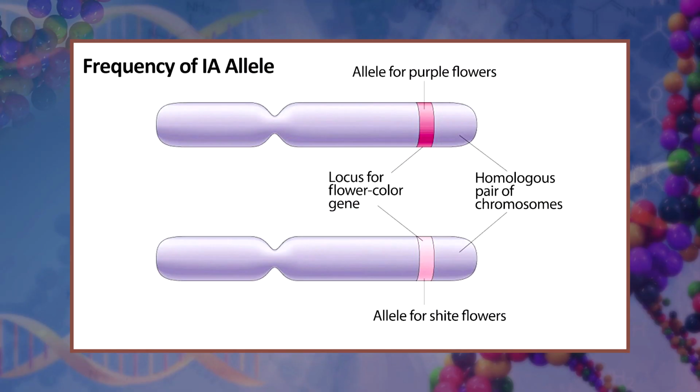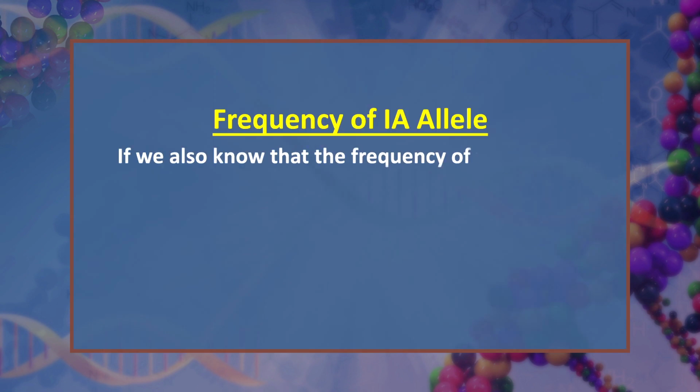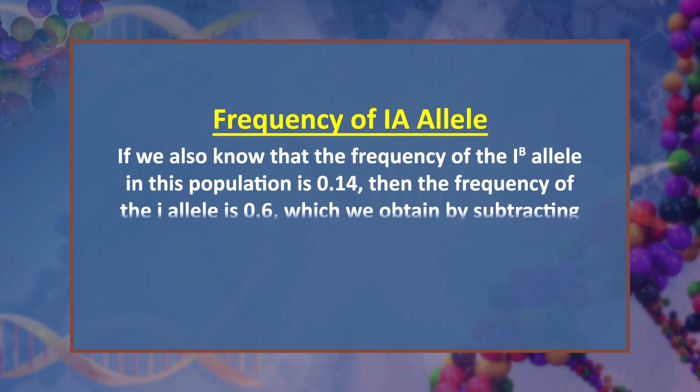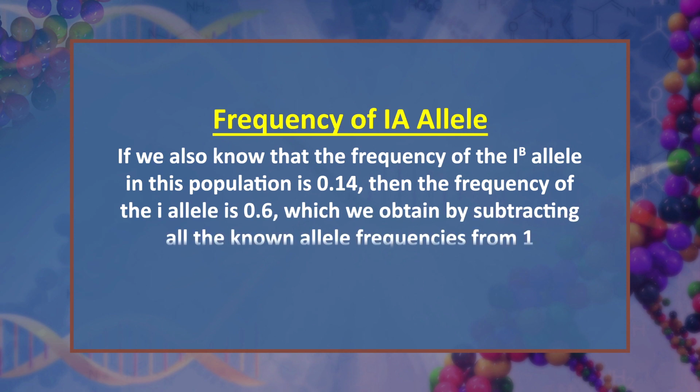For example, in a sample population of humans, the frequency of the IA allele might be 0.26, which would mean that 26% of the chromosomes in that population carry the IA allele. If we also know that the frequency of the second allele, that is the IB allele, in this population is 0.14, then the frequency of the third, that is the i allele, is 0.6, which we obtain by subtracting all the known allele frequencies from 1. Thus 1 minus 0.26 minus 0.14 is equal to 0.6. A change in any of these allele frequencies over time would constitute evolution in the population.